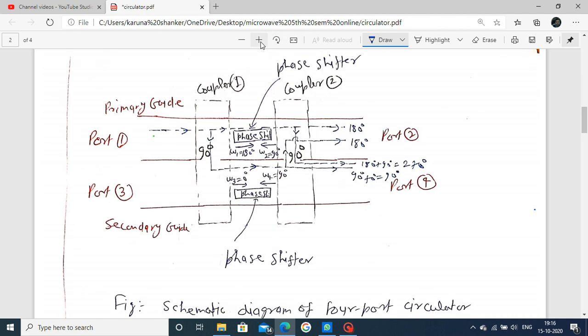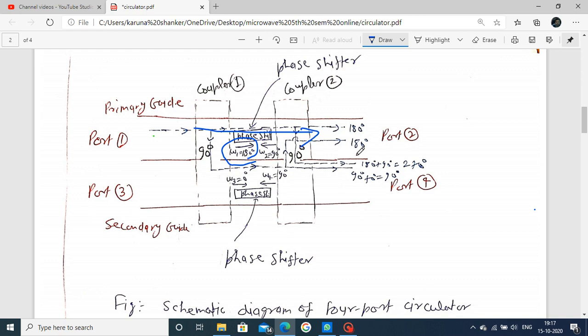First we zoom in to observe this. The phase shifter is what it does: if we apply port 1 as input, the output comes to port number 2. The phase shift from port number 1 to port number 2 is 180 degrees. This is dependent on W1, which is 180 degrees, meaning if we apply it here, the phase shift is 180 degrees.